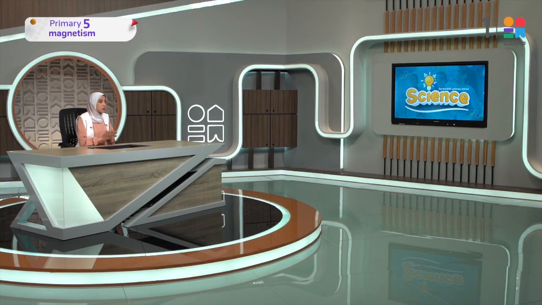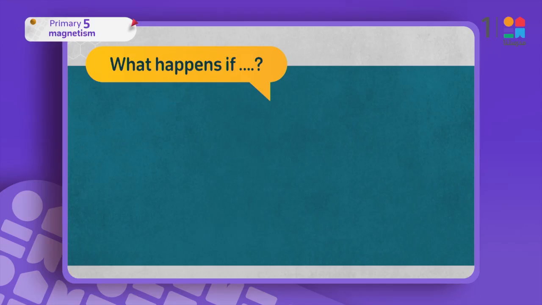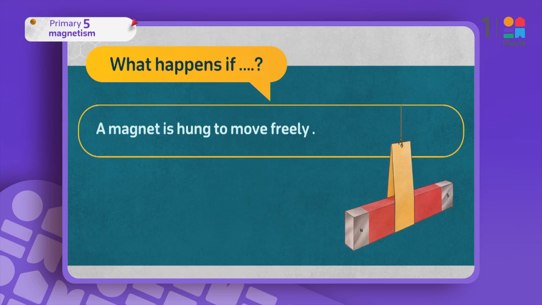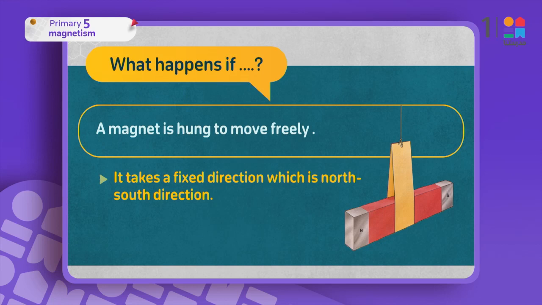Okay. Now, what happens if a magnet is hung to move freely? What happens if we take a magnet and hang it freely, letting it move freely? It takes a fixed direction, its fixed direction, which is the north-south direction.